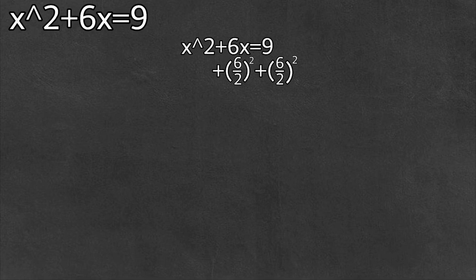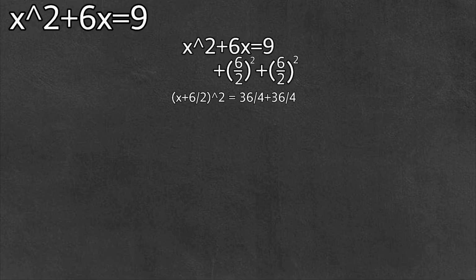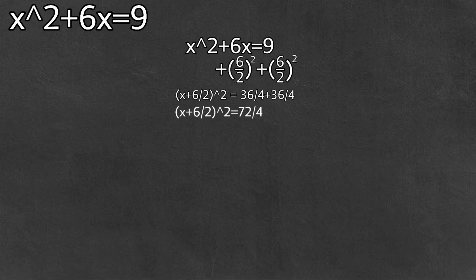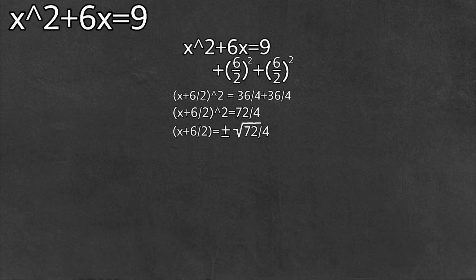In doing so, we're going to write x squared plus 6x equals 9 as a square, and rewrite 9 as a fraction with a denominator of 4. Now we just have to simplify the right side of the equation. Next, we just have to find the square root of each side and simplify.